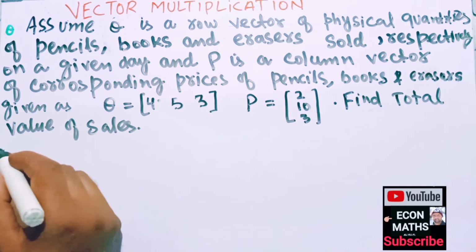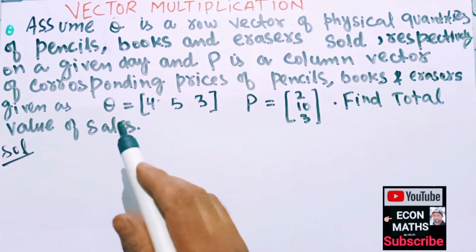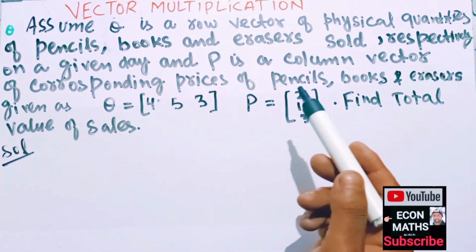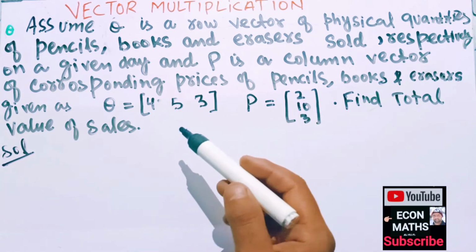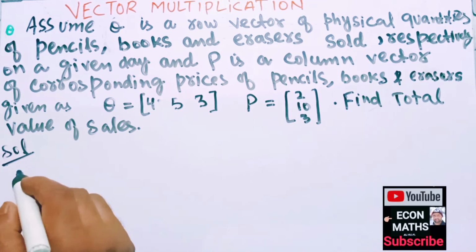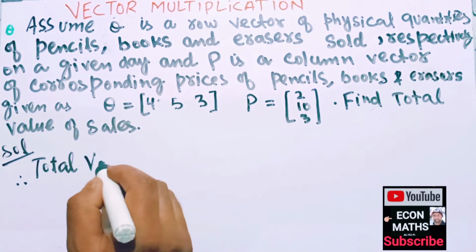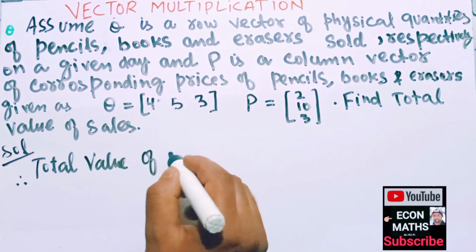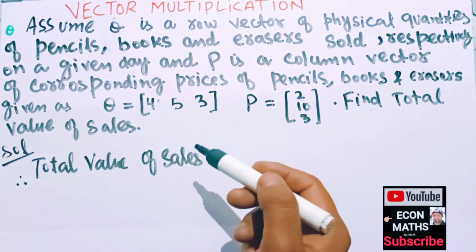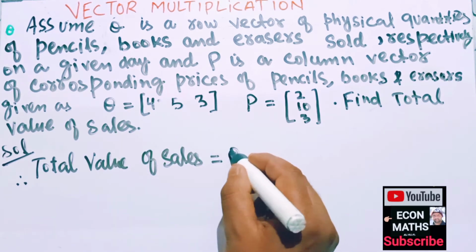Now we can find the total value of sales by multiplying these two vectors. Since the number of elements in each is equal, we can easily multiply these two vectors. Therefore, total value of sales is equal to quantity times price, that is Q into P.